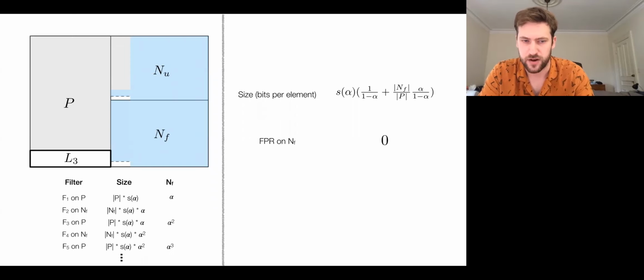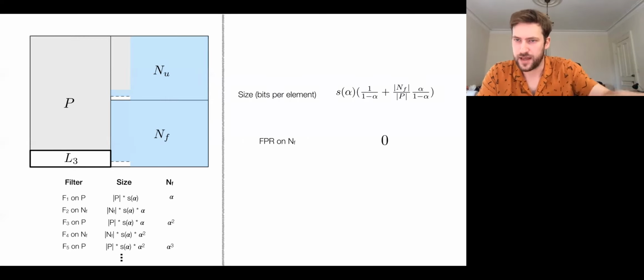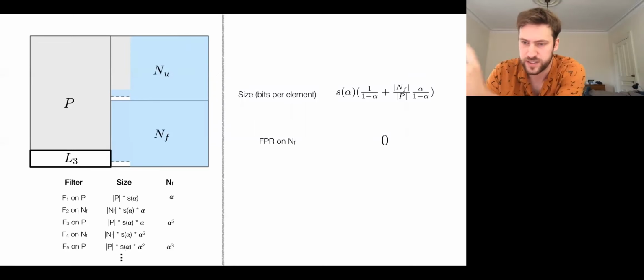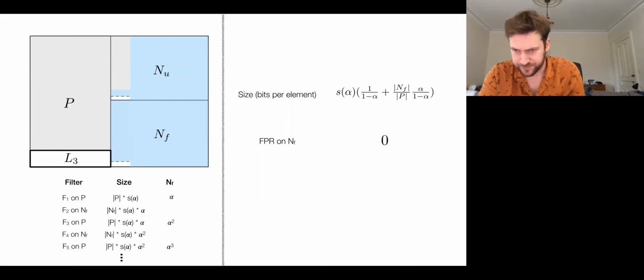So it's going to drop out of all the positive layers, and all the negative layers are going to be the size of the frequently queried negative set over the size of the set of the positives. So you have the size of a single filter. Then this first term is a simple geometric series. So it's 1 plus alpha squared plus alpha cubed onto infinity. And then the second thing is that NF over P term and another geometric series, but starting with alpha to the first instead of alpha to the 0. So it becomes alpha over 1 minus alpha.